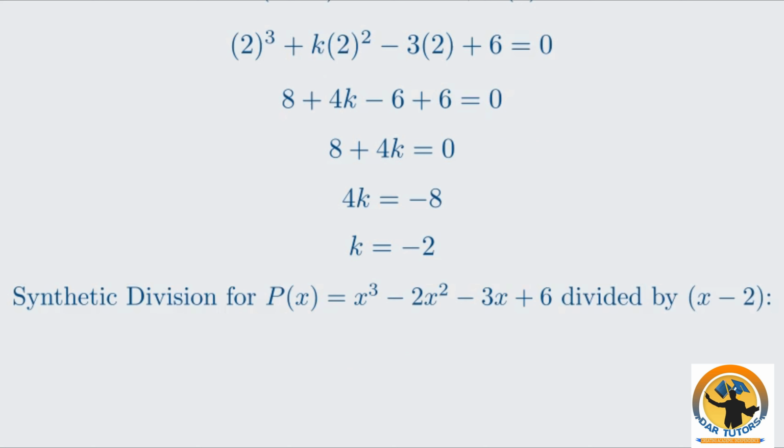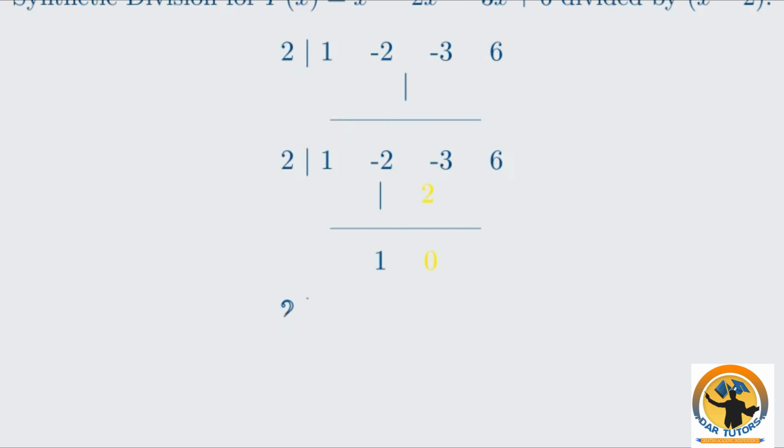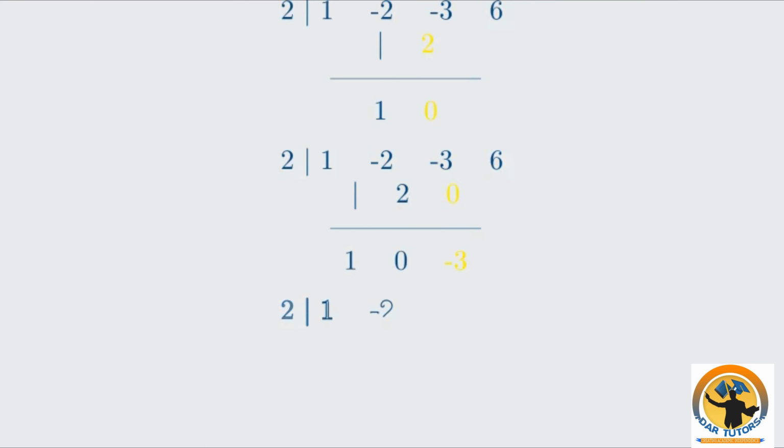We set up the synthetic division with the root, 2, and the coefficients of the polynomial, 1, -2, -3, and 6. We bring down the first coefficient, 1. Then we multiply 2 by 1 to get 2, and add it to the next coefficient, -2, to get 0. We multiply 2 by 0 to get 0, and add it to -3 to get -3. Finally, we multiply 2 by -3 to get -6, and add it to 6 to get 0.